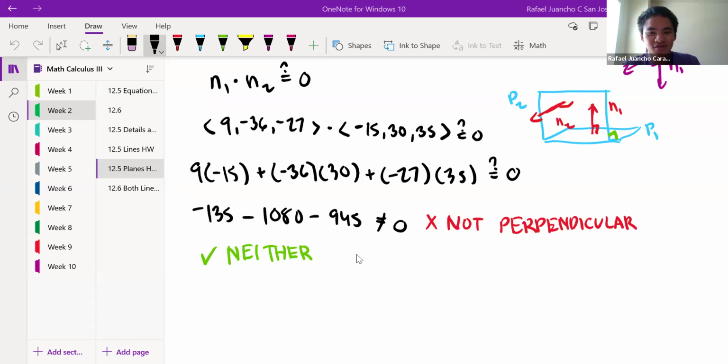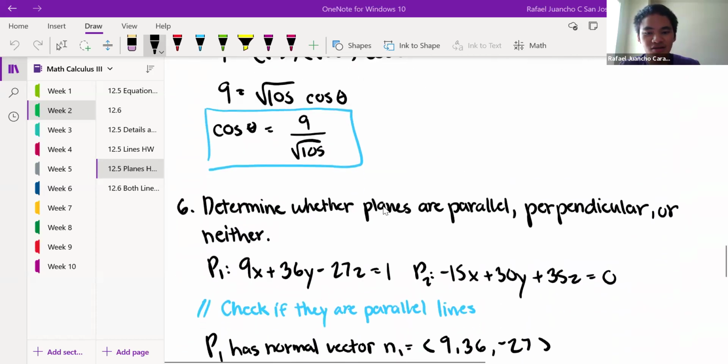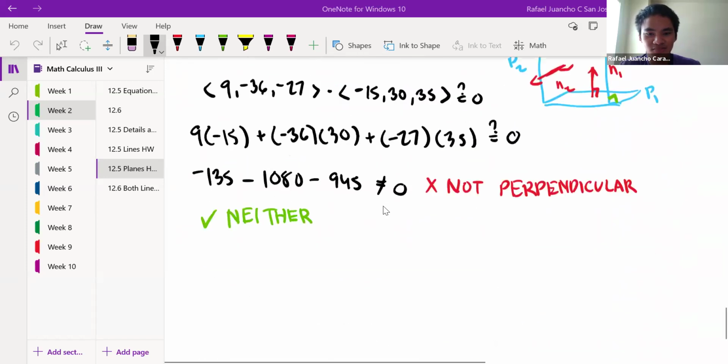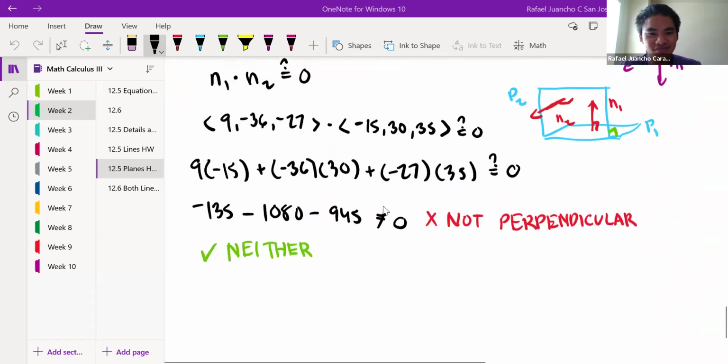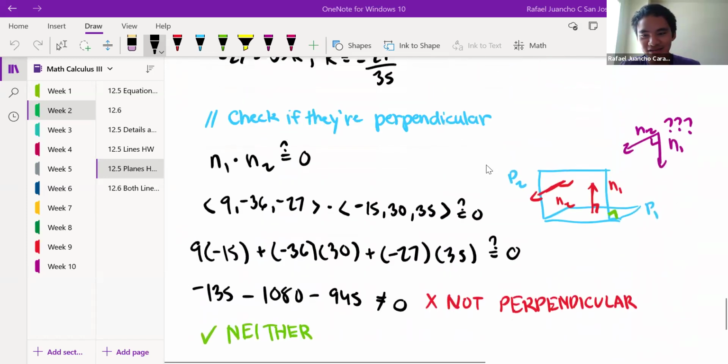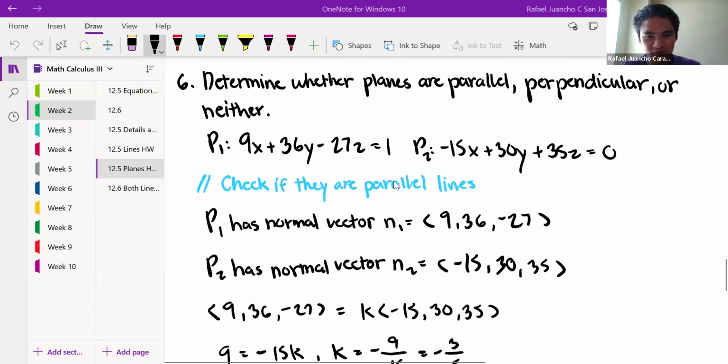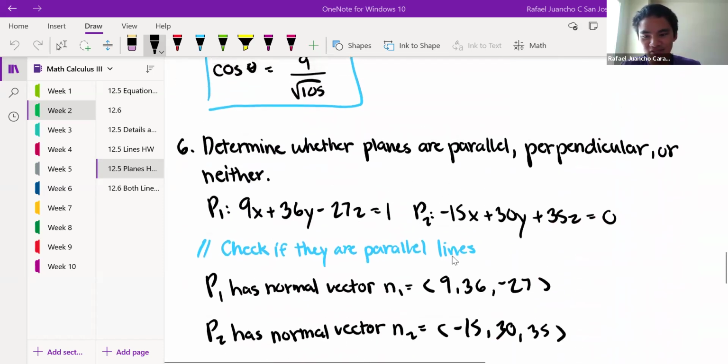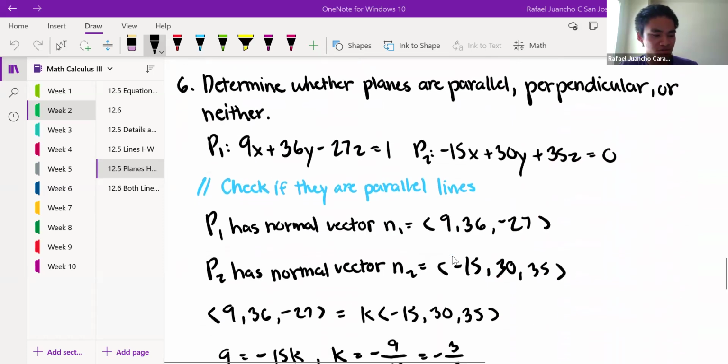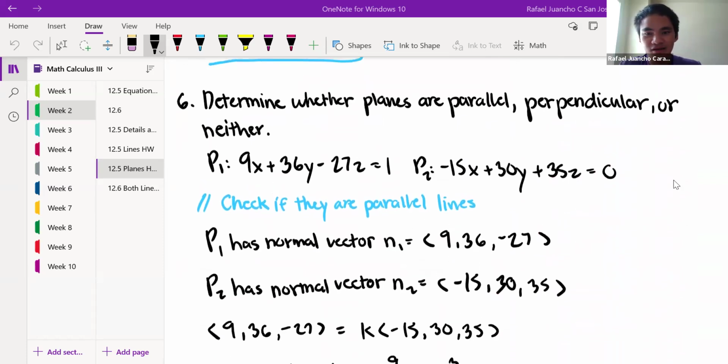So today we're just going to continue doing some exercises on equations of planes. From the previous video, we stopped at this problem where we're given two planes and we want to determine whether they're parallel, perpendicular, or neither.